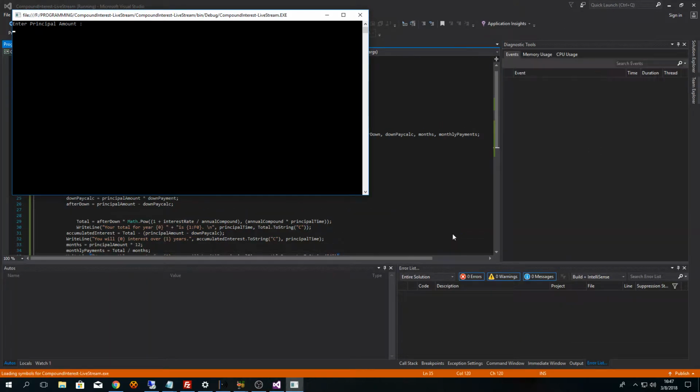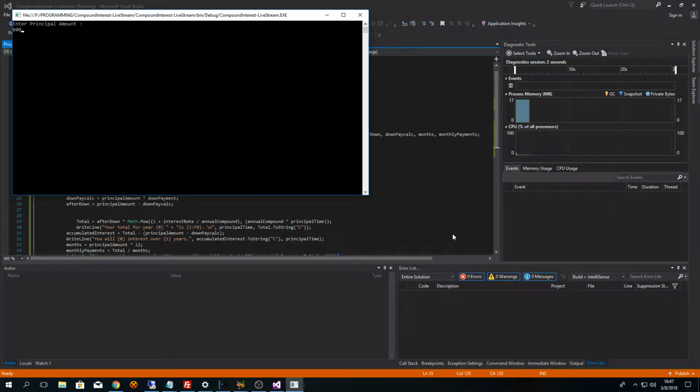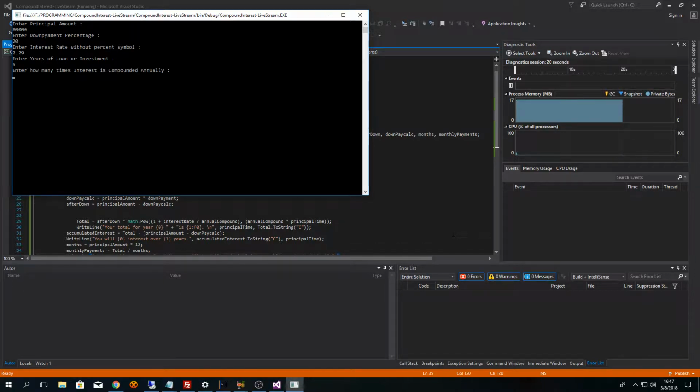Try this one more time. 80,000 and 20% down payment. Interest rate will be 2.29 interest. 5-year loan, compounded 12 times a year.